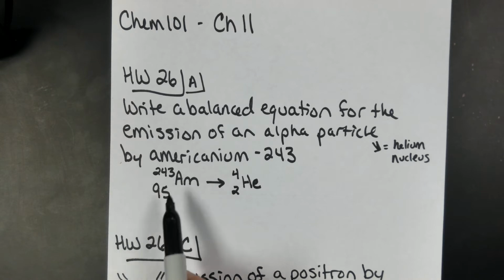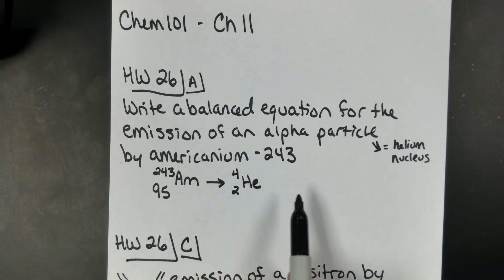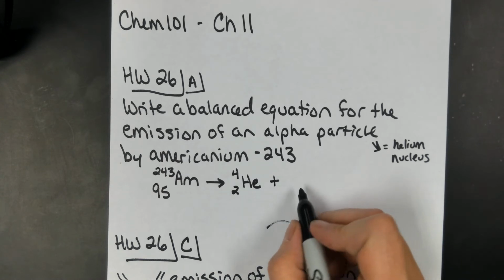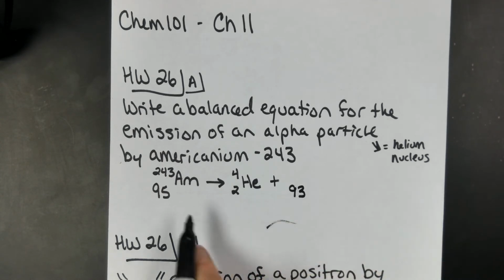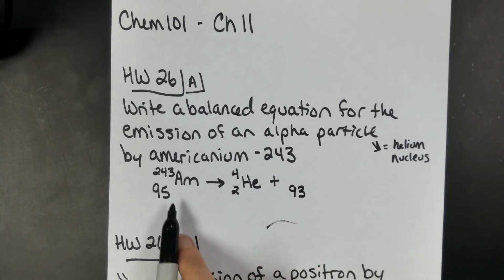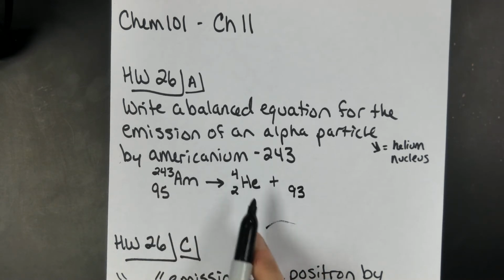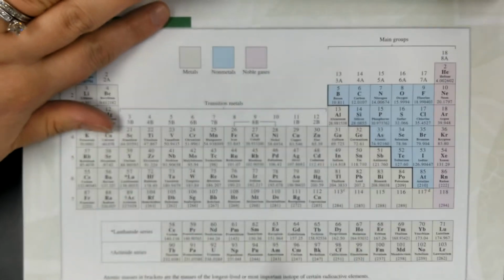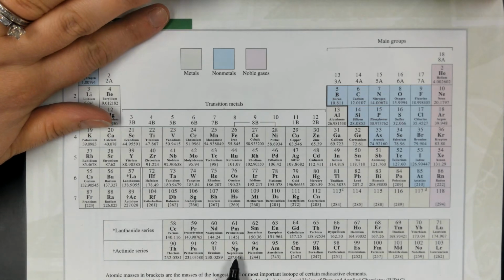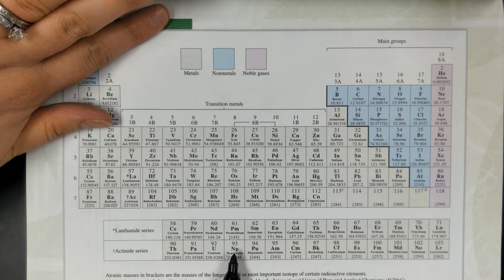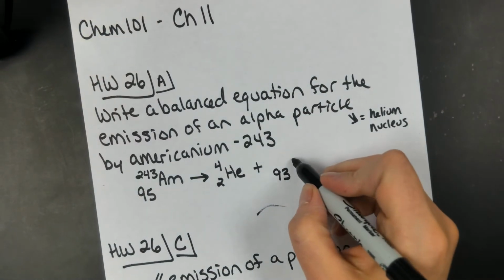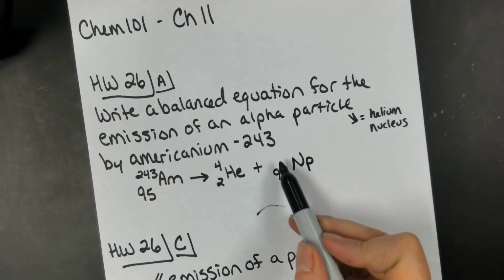So if we have 95 over here, how many protons has to be in this isotope? 93. You are correct. Because 93 and 2 equal 95. So then I look up what element has 93 protons. 93, Neptunium, Np. So 93 Np.